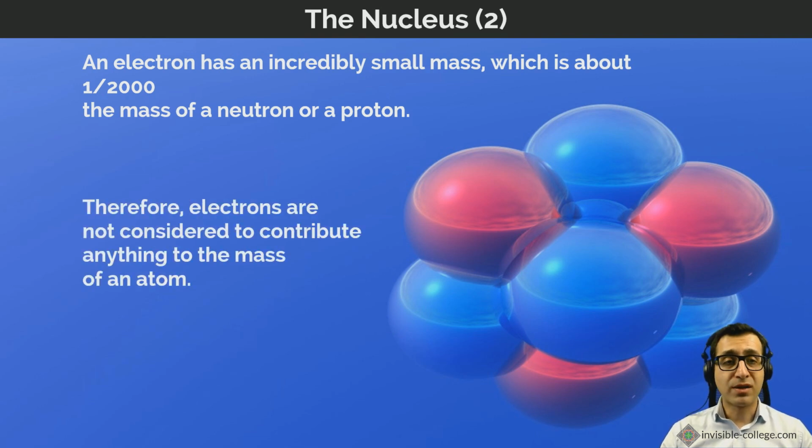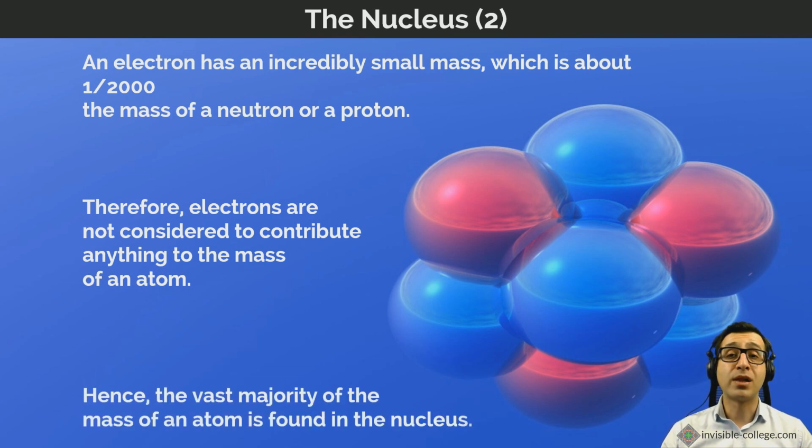So the mass of an electron is usually considered to be negligible. In other words, it has a mass so small that for all intents and purposes it is effectively massless. It doesn't really contribute anything significant to the overall mass of an atom. And so this is why we say that the vast majority of the mass that makes up an atom is found in the nucleus, in those protons and neutrons.